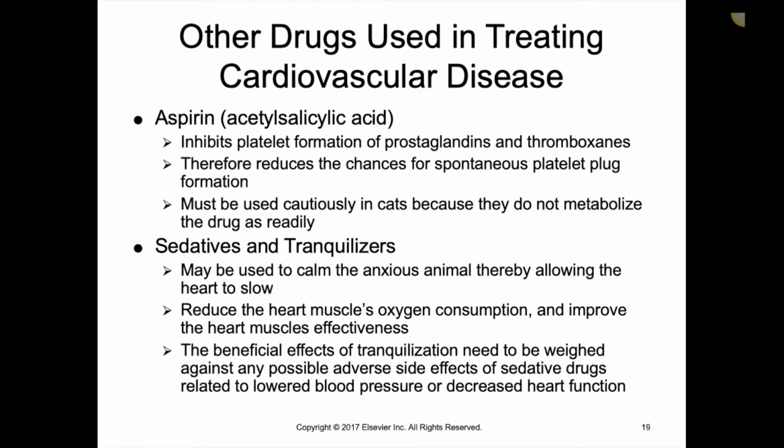Some sedatives and tranquilizers may be used to calm the anxious animal, thereby allowing their heart to slow. They reduce the heart muscle's oxygen consumption and improve the heart muscle's effectiveness. The beneficial effects of tranquilization really have to be weighed against any possible adverse effects of sedative drugs, because we know a lot of our sedative drugs and tranquilizers will affect the cardiovascular system, and they're often a cardiovascular depressant. So we have to watch that, especially as it's related to lower blood pressure or decreased heart function.